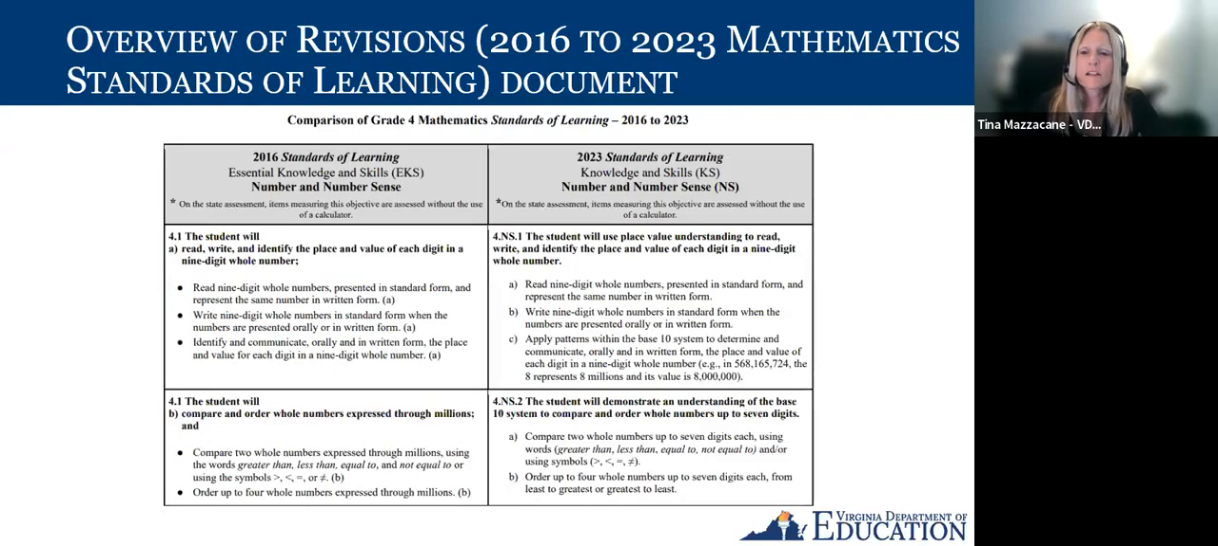This next slide shows a sample of the overview of revisions document that's been created for each grade or course. And you can see how there's the comparison between the 2016 standards shown on the left and the correlated 2023 standards shown on the right. And as you look through these documents, you'll see that there are cases where they don't correlate exactly, and there might be notes or such that provide you more information about how the changes may have occurred between the two sets of standards.